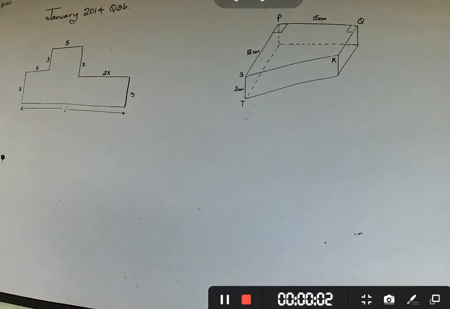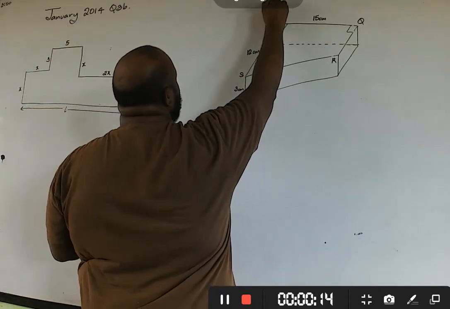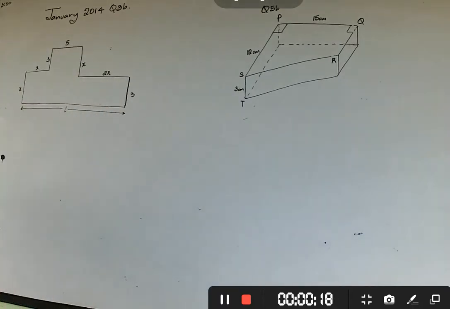Alright. January 2014. Question 3b and question 5b from the same year. So this is question 5b. Please listen. It says the diagram below is an accurate plan of the floor of a room. All the corners are right angles. All measurements shown on the diagram are recorded to the nearest meter.